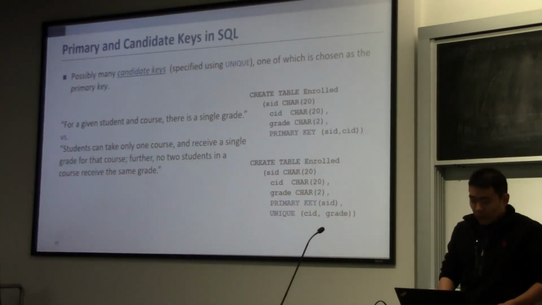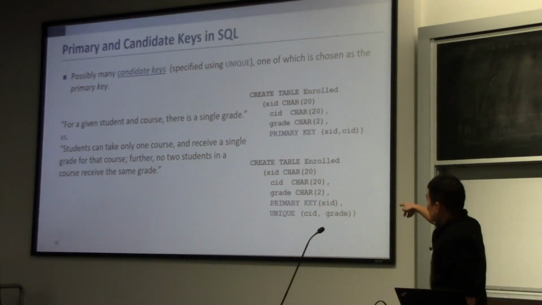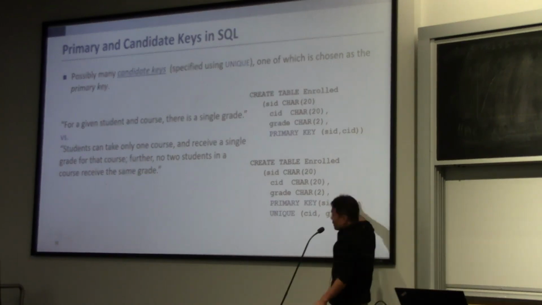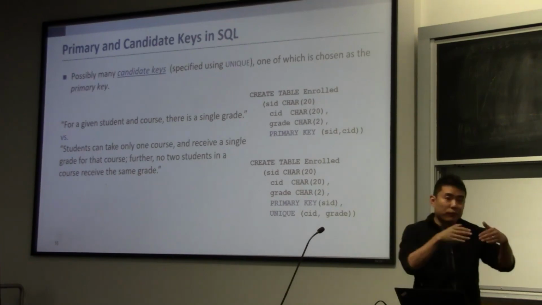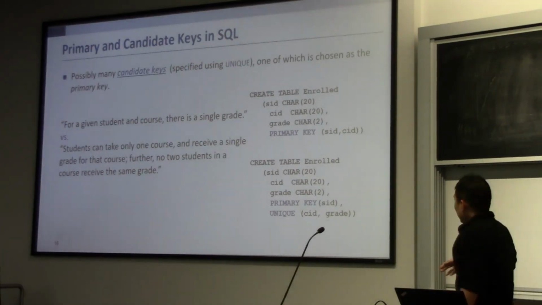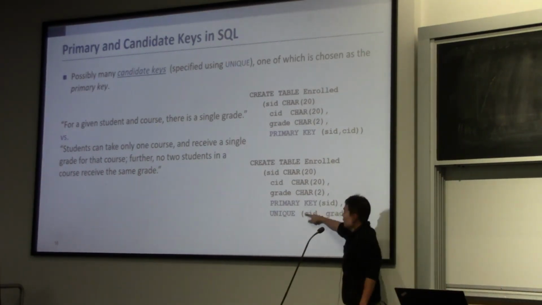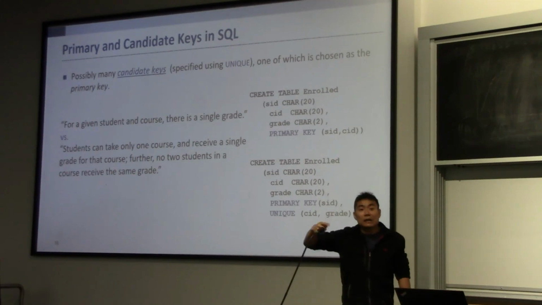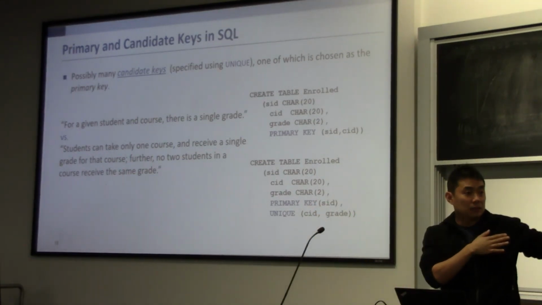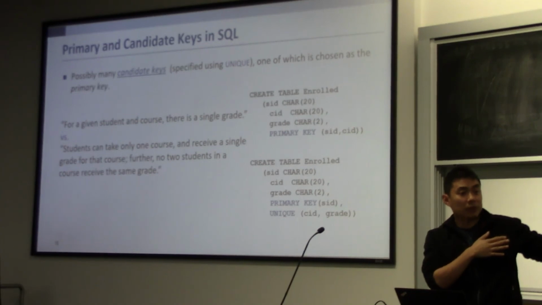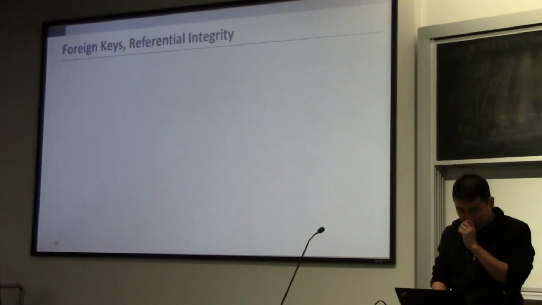For example, if somebody else is using the enrolled table to refer to the enrolled records, then this can be a foreign key in that table, if this is a candidate key of your table. Then somebody can use the combination of these two to uniquely identify an enrolled record. That becomes a foreign key in that third-party table. Okay? So that's the concept of foreign key.